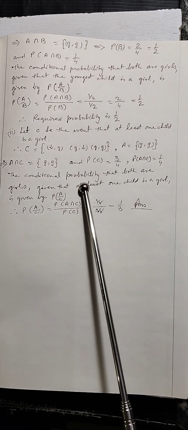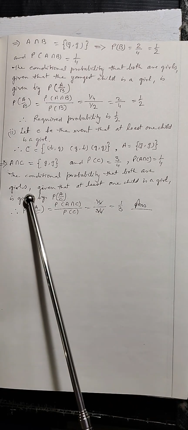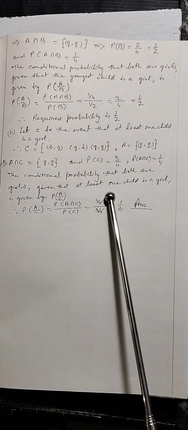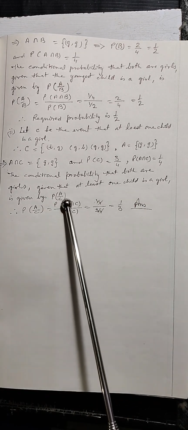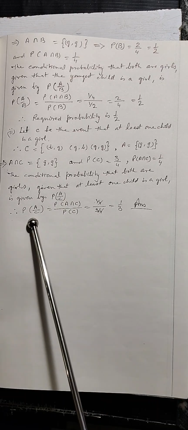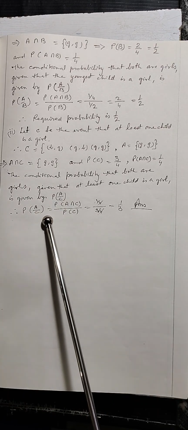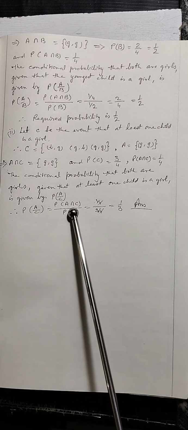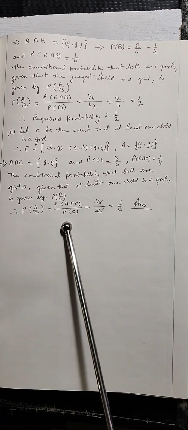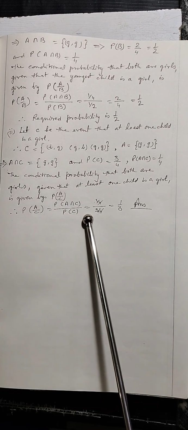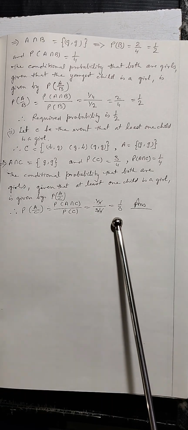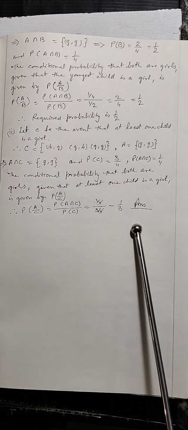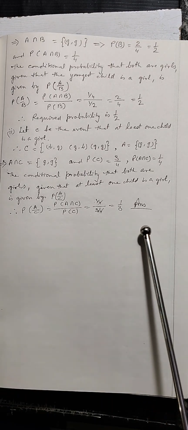The conditional probability that both are girls, given that at least one child is a girl, is given by the probability of A by C. That can be written as probability of A intersection C whole divided by probability of C, and it will be equal to 1 by 4 divided by 3 by 4, and it will be equal to 1 by 3. This will be the required answer of question number 12. That's all.